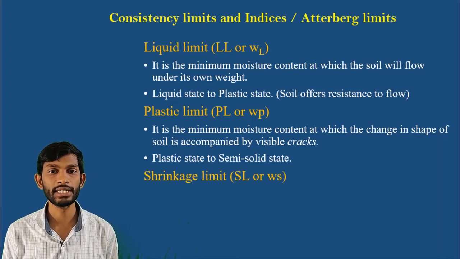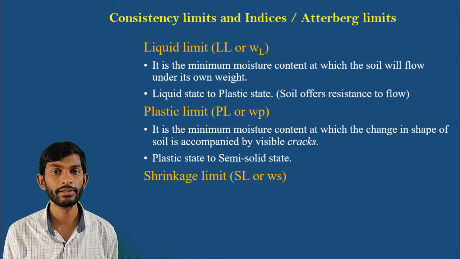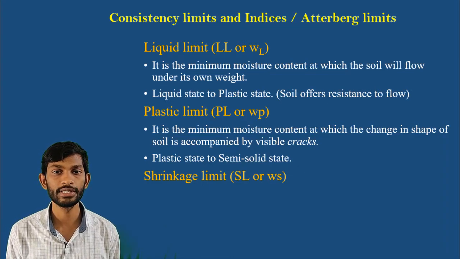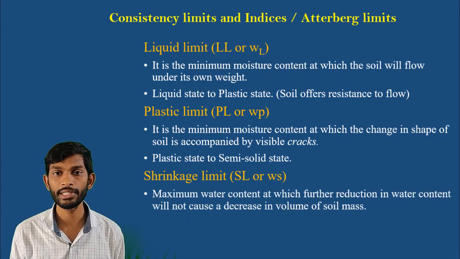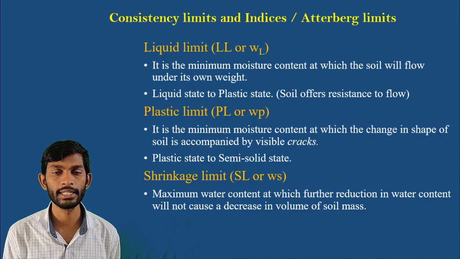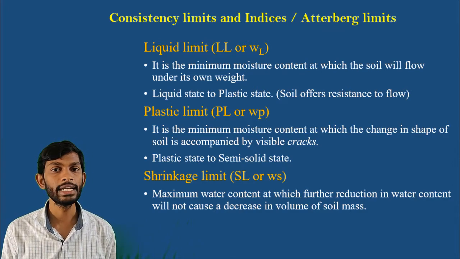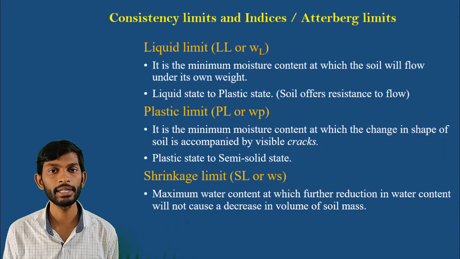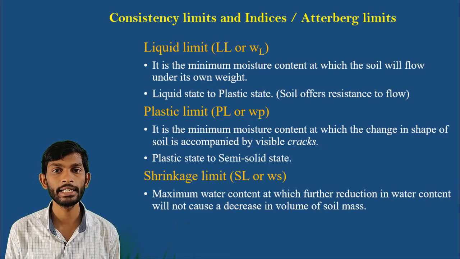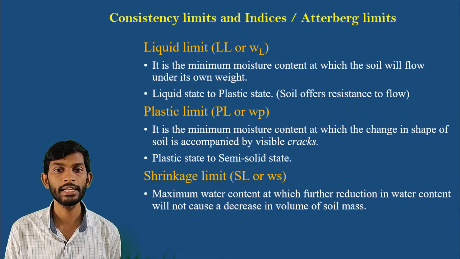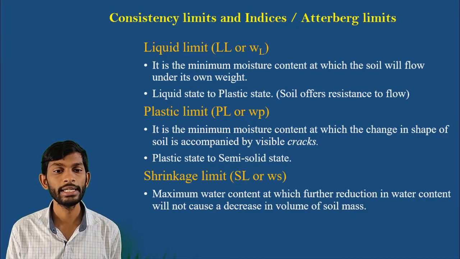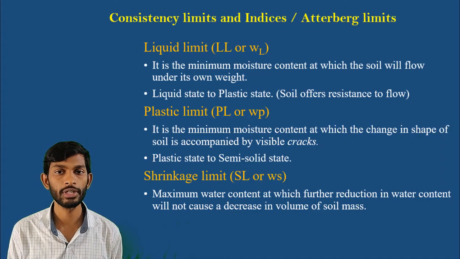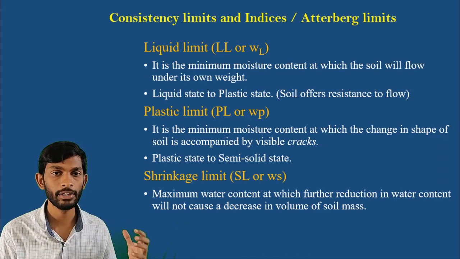Whereas the next one, which is the last one, is shrinkage limit of soil, which can be defined by using the symbol SL or WS. Again, the W represents water content. What does the shrinkage limit indicate? It is the maximum water content. Remember, it is the maximum water content at which further reduction in water content will not cause a decrease in volume of soil mass. Again, go back to the definition.